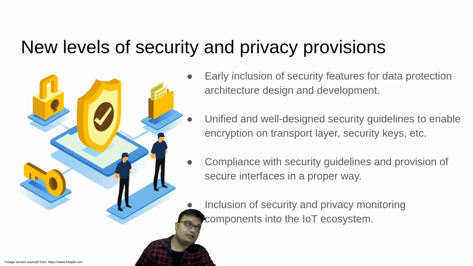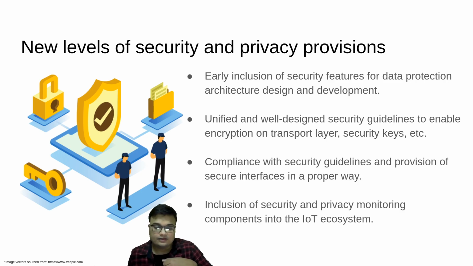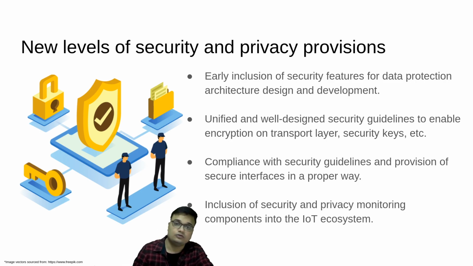So, as the IoT ecosystem evolves and expands, how do we ensure that new levels of security and privacy provisions are implemented? Well, to make IoT solutions secure and enable privacy, architecture design and development have to include security features at the very early phases. IoT systems are distributed, so it's crucial to have unified and well defined security guidelines to enable encryption for devices on multiple layers. Be that the transport layer or the security keys or security certificates. Integration with third party services may also introduce new security breaches. So, it is crucial to check that all components comply with security guidelines and provide interfaces that are secure and could be provisioned in a proper way.